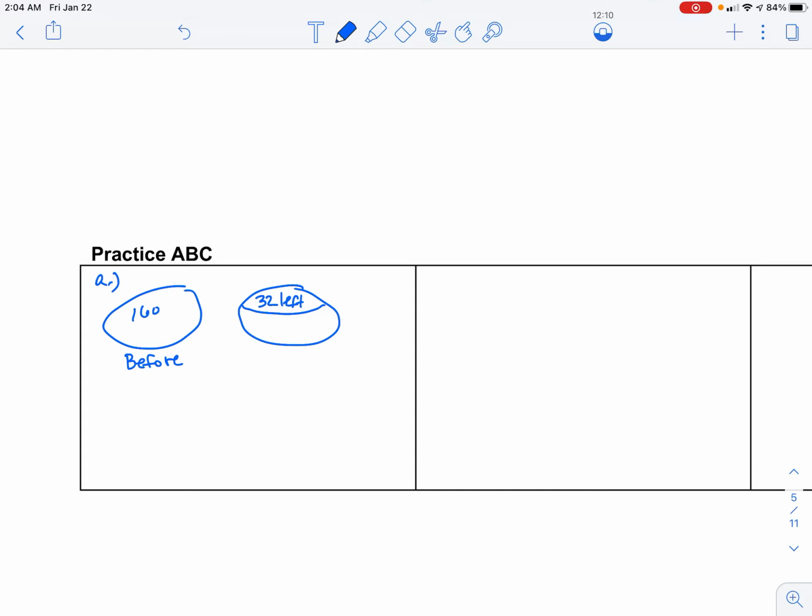If they began with 160, there's our before information. What percent of the original number remains? So we're asking 32 is what percent of 160? Okay, now remember, this 160 represents 100% of what they started with. All right, so let's see here.